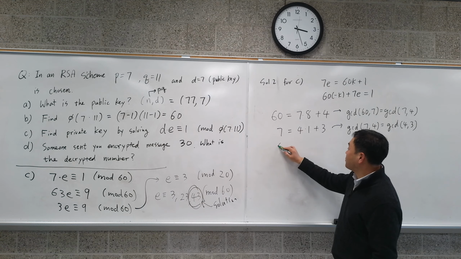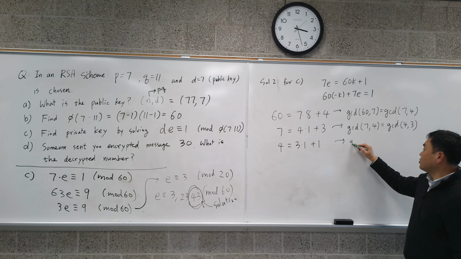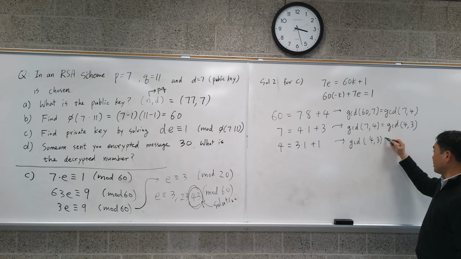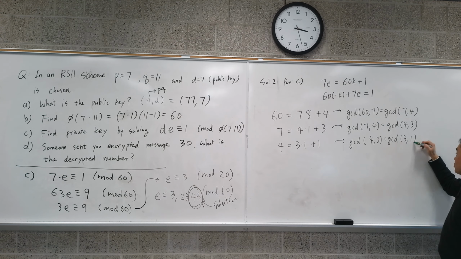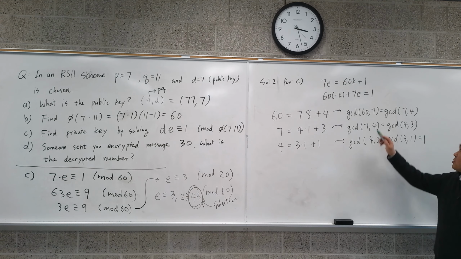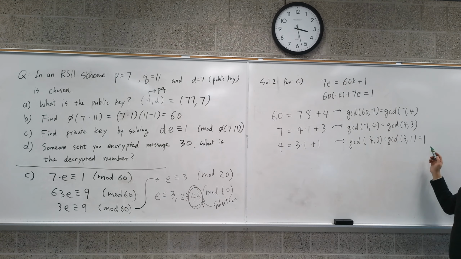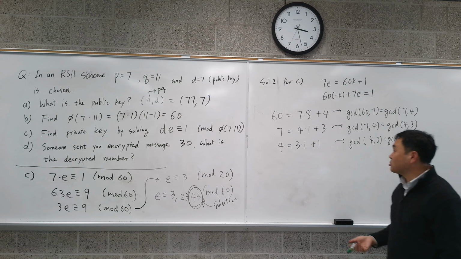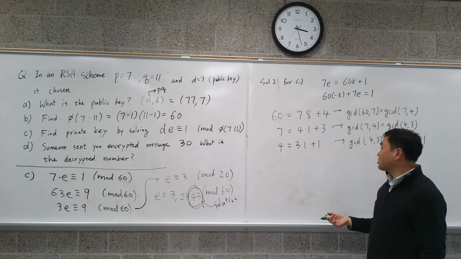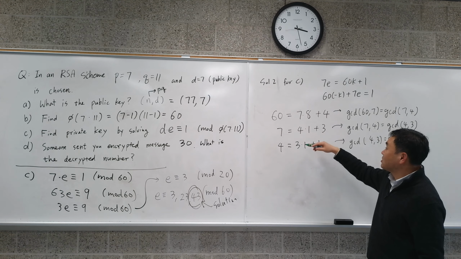And then 4 is equal to 3 times 1 plus 1. Then that means the GCD of 4 and 3 is the same as the GCD of 3 and 1, but 1 only has divisor 1, so it's 1. So this is a way to show that the GCD of 60 and 7 is equal to 1. That's the Euclidean algorithm for finding the greatest common divisor of two numbers. However, Bezout's theorem uses this and does some kind of substitution to get a solution here.